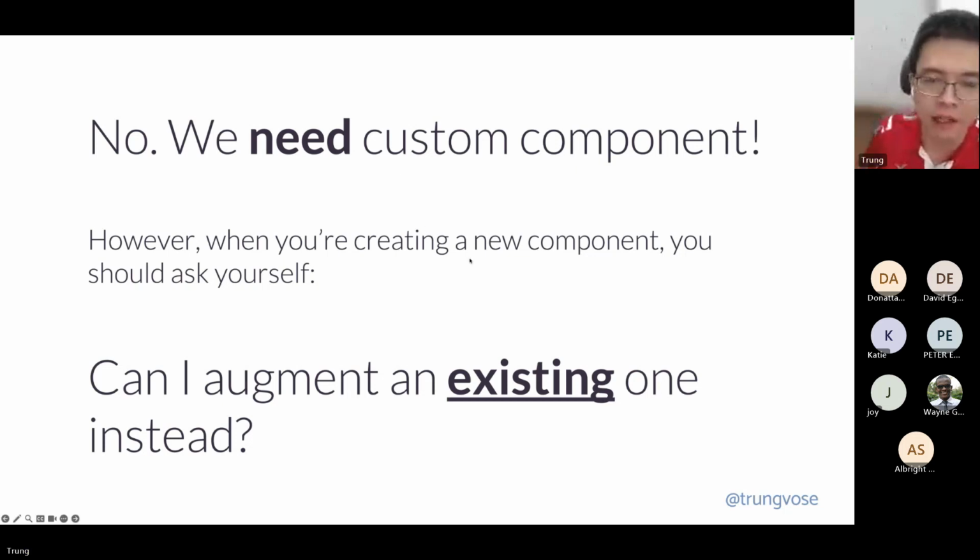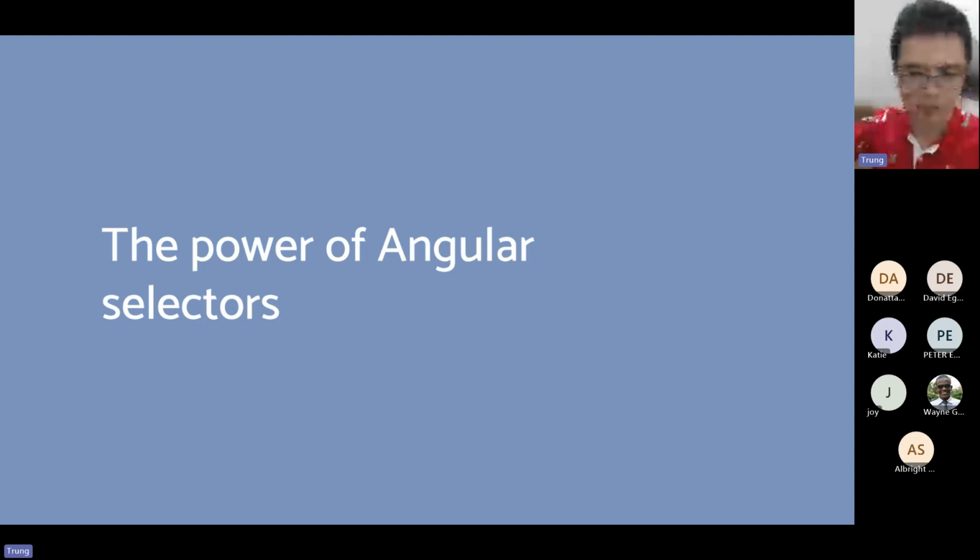But in Angular, when you are trying to create a new component, maybe there could be a way to enhance it a bit, to augment the existing native element that we are trying to implement. Maybe an input could be a good example. Maybe a button in this use case is a good example. So if you can augment, then for sure, try to do it. If not, then yes, you have to use a custom component. That's the end of the first one. So we go into the next one, the power of Angular selector.